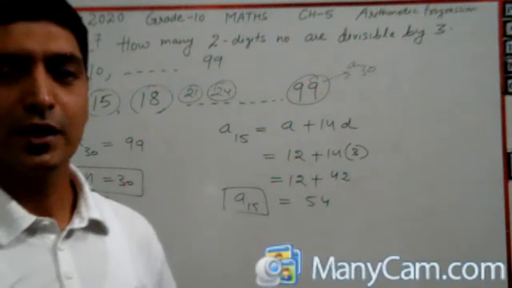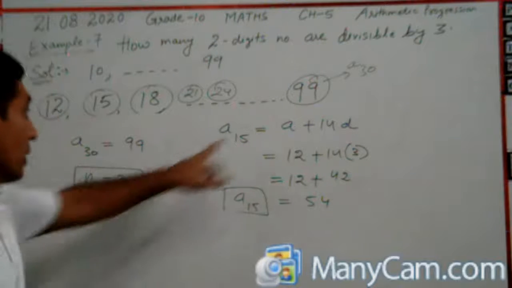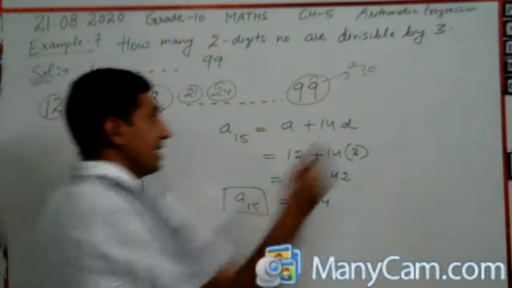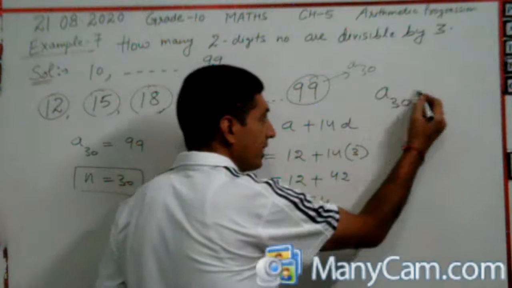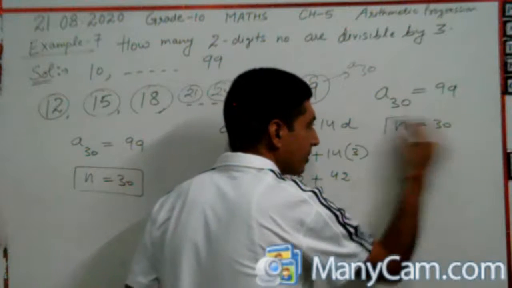So I hope, Sugandha Mishra, you are clear. A30 is equal to 99, and what is n? n is 30, the number of terms.